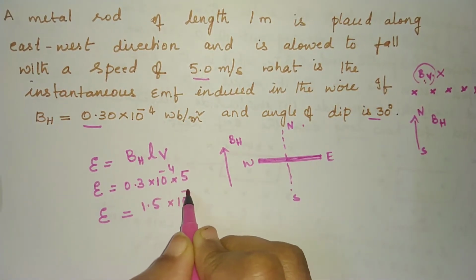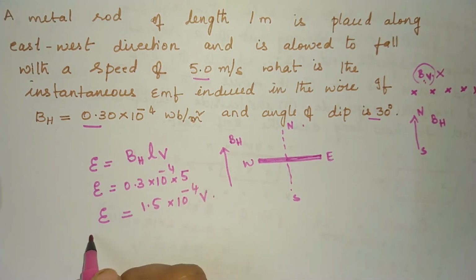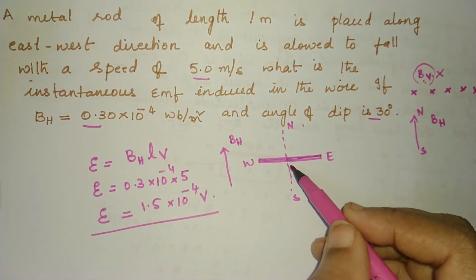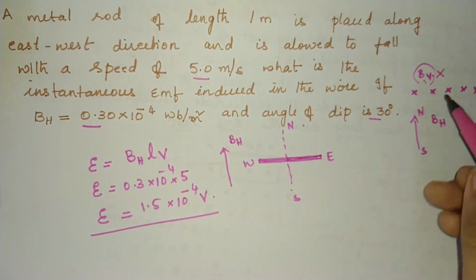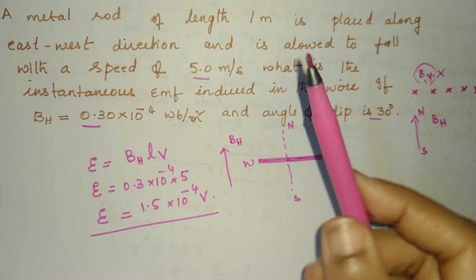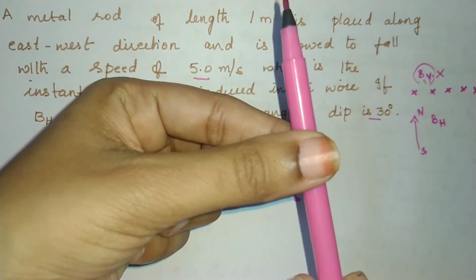1.5 into 10 to the power minus 4 ohms. So identify whether the conductor is getting EMF due to vertical or horizontal component and then answer. Suppose the same question is given that it is in north-south direction.